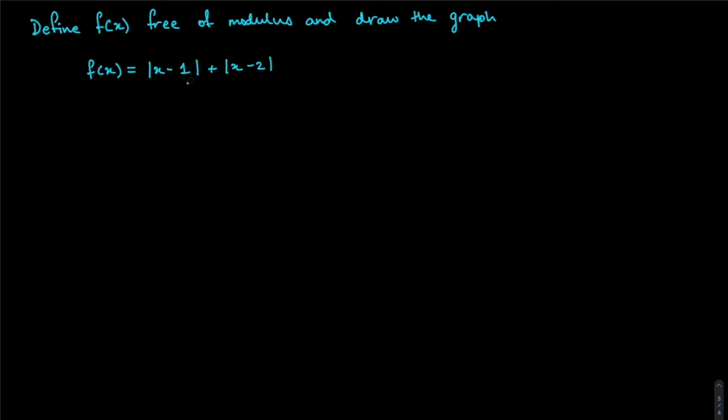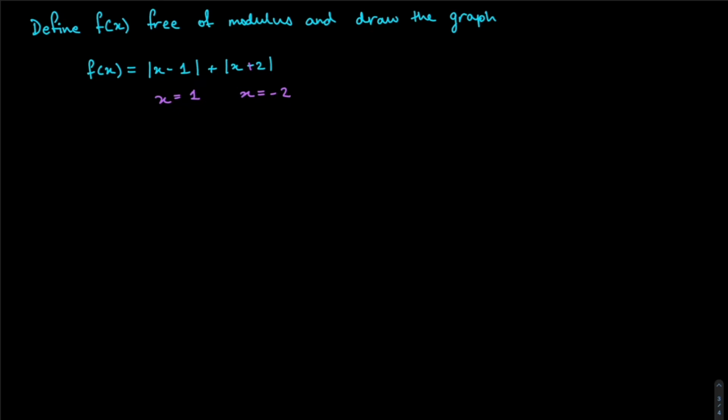So when we have multiple modulus functions in the same function, the two turning points here are when we equate modulus of x minus 1 equal to 0, and modulus of x plus 2 equal to 0. So we have x is equal to 1, and x is equal to, sorry, this is plus 2, so it's going to be minus 2.